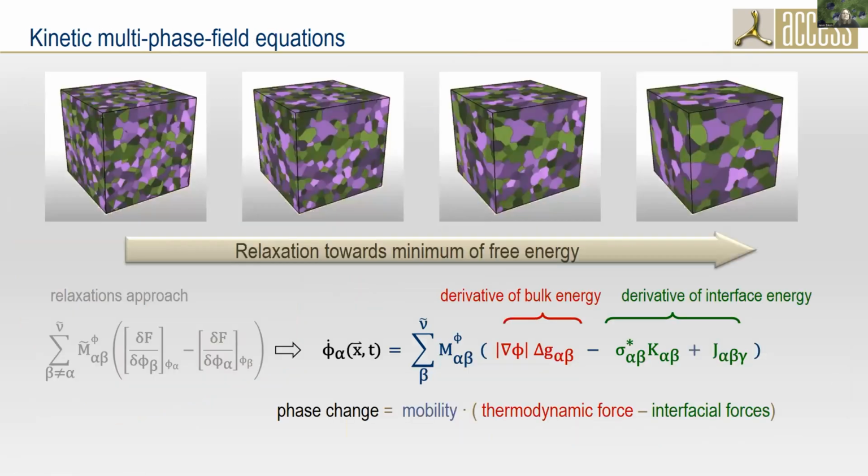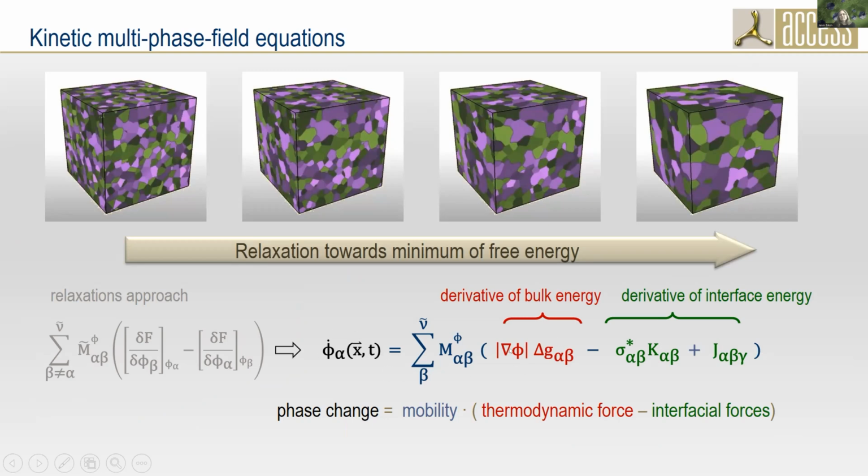Now, what we are interested in finally is to describe the evolution of the system with time. So we need to derive the kinetic multi-phase field equation, and this we do based on the assumption that the system will exist in a minimum of the free energy. And so we have to form the derivatives of the free energy function. And doing this, we get our phase changes.